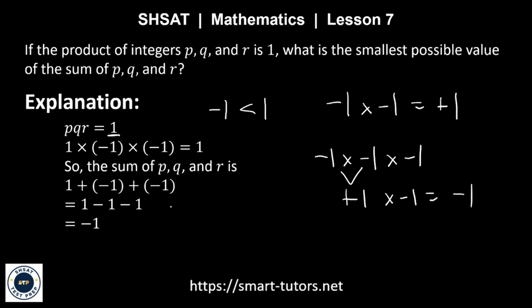And if you add them up, you will get -1, because the multiplication rules of negative and positive are different from the addition and subtraction rules. So if you add two negatives, you'll still get a negative result, and here we have -2, and then we have the 1. So 1 plus -2 will give us -1. So the smallest possible value of the sum of p, q, and r is -1.